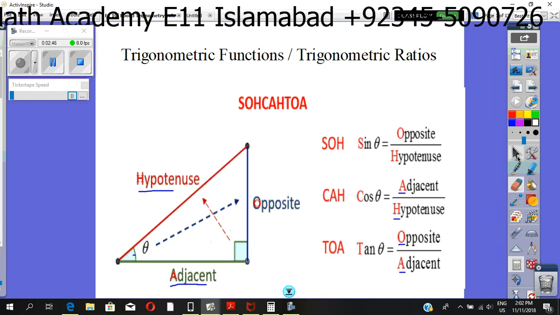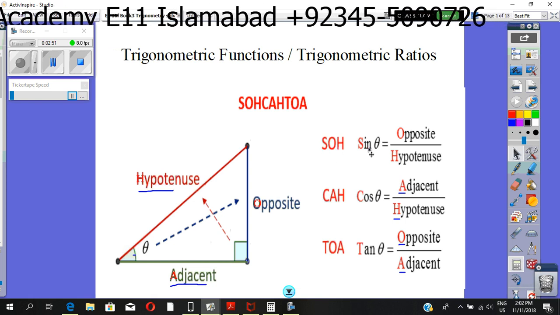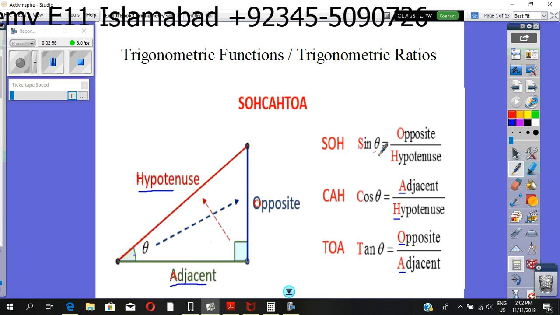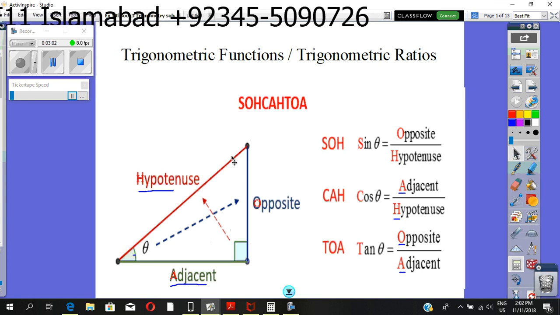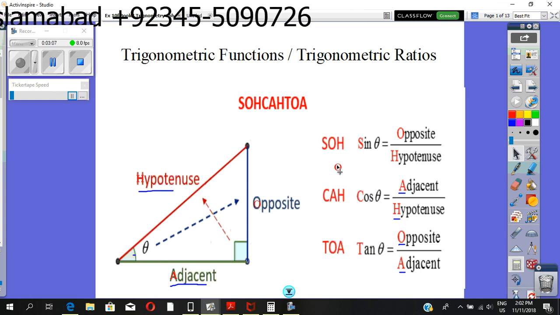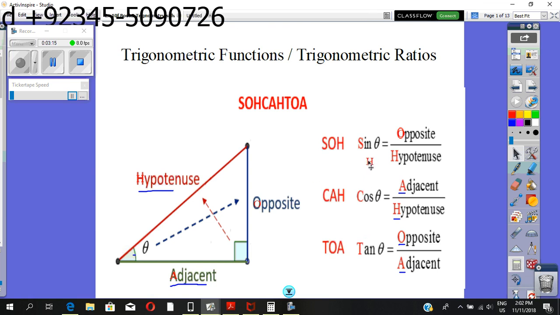SOH. These alphabets have meanings: S stands for sine theta, O for opposite, and H for hypotenuse. It means if we are supposed to find the ratio of sine theta, sine theta is equal to O from the opposite and H from the hypotenuse. Opposite over hypotenuse. And here we identify what is basically the opposite. This one is the opposite of the angle.